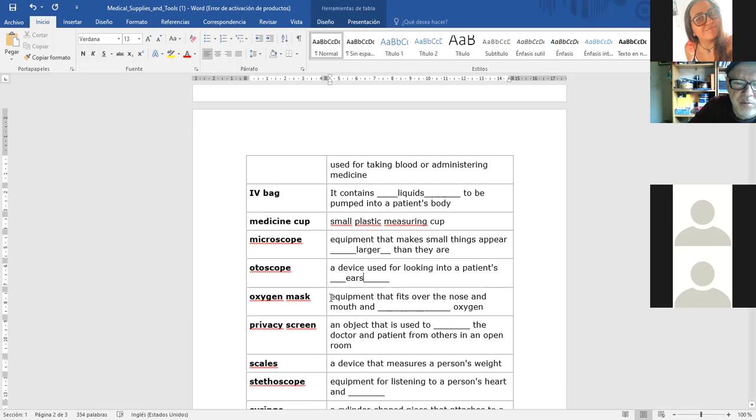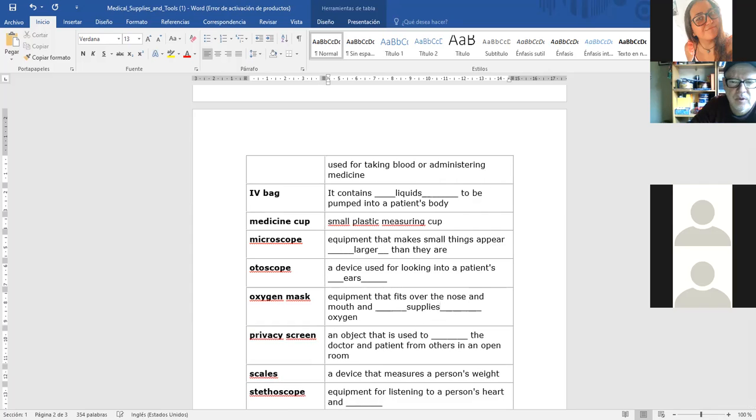What about the oxygen mask? Equipment that fits over the nose and mouth and supplies oxygen. The mask supplies oxygen. Suple, provee, supplies oxygen to your body. Excellent.